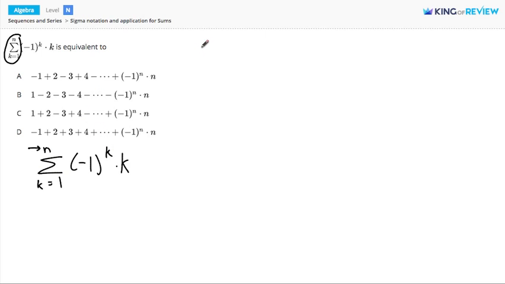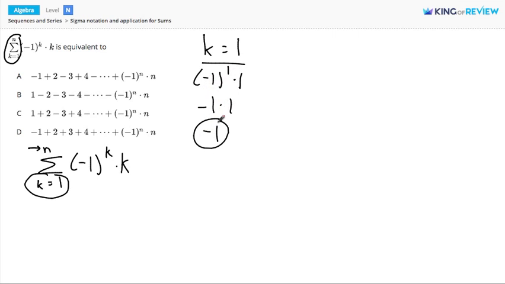Our sigma notation says start with k equals 1. If I plug in 1 for k, I get negative 1 to the 1 times 1. Negative 1 to the first power is negative 1, and negative 1 times 1 is negative 1. So the first term needs to be negative 1, which I see in choices A and D, but not in B and C. So B and C must be wrong. They have positive 1 instead of negative 1.